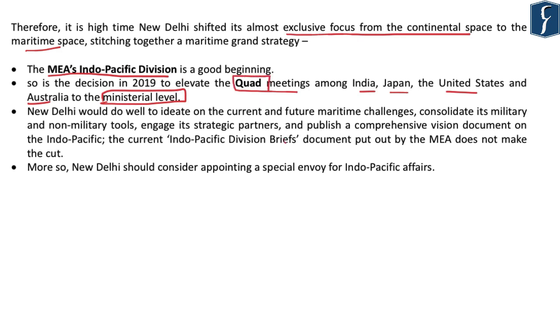The author is calling for considering appointing a special envoy for Indo-Pacific affairs, which India to date does not have. India has started to give the Indo-Pacific Division briefs, but this does not seem to be adequate. So India must increase its diplomatic machinery for Indo-Pacific affairs and increase engagement with other countries through groupings like the Quad. And in the next article, we shall deal with the Quad in detail.